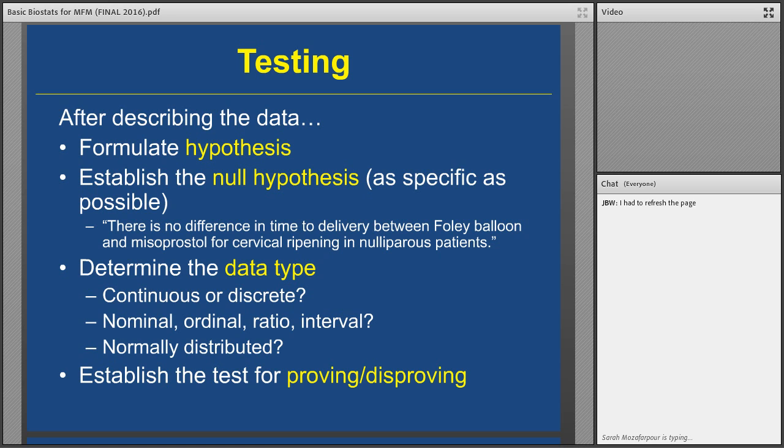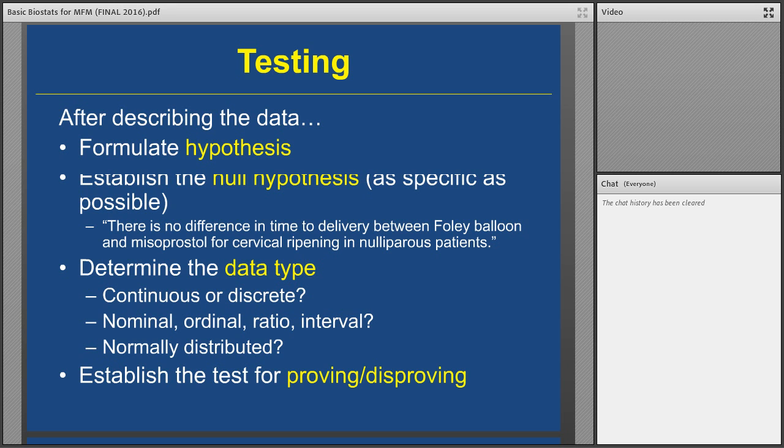So the null hypothesis is assuming that there is no difference, and we're testing the null hypothesis to see if there actually is a difference. And when I say get as specific as possible, you hopefully did this before you started your study, that you didn't just look at a really general statement, that you got very specific in terms of the population, in terms of the measurement that we were doing, in terms of the comparators.